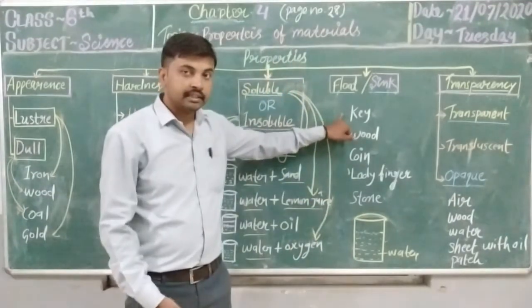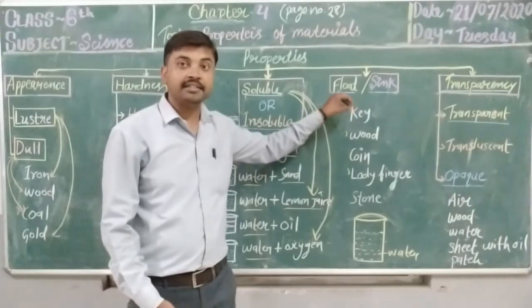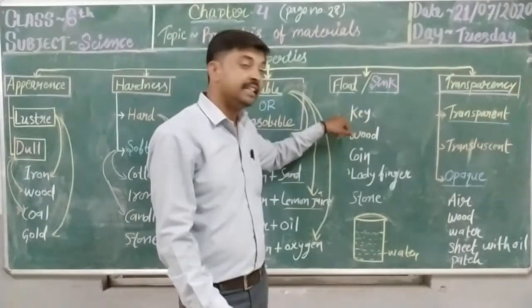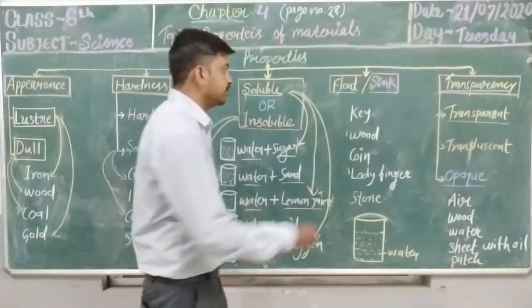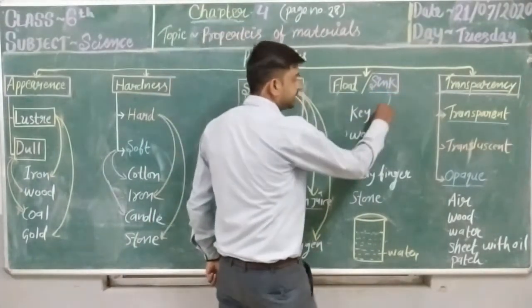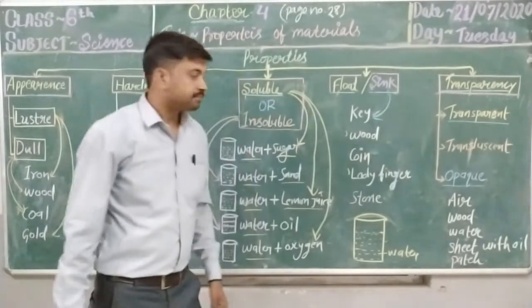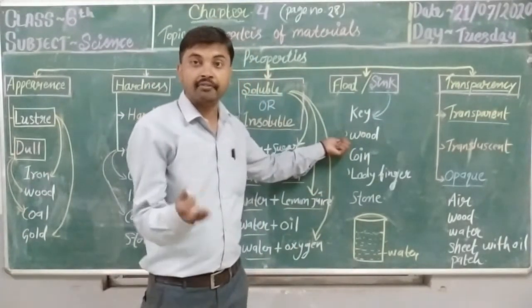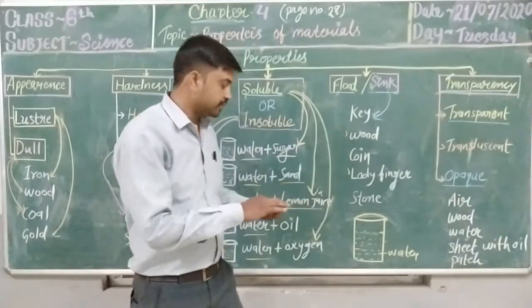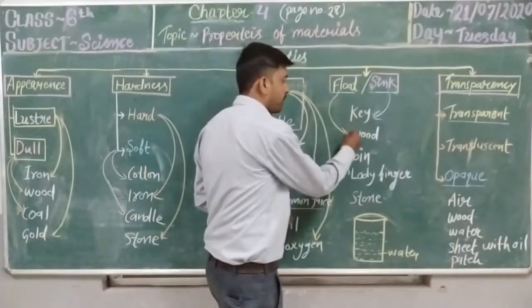So key is sink or float. Obviously, key is made up of metal, so it dips into the water. So it shows the sink property. Okay. And then when we talk about wood, it does not sink into the water, it floats on the water. So it shows the floating property, float property.